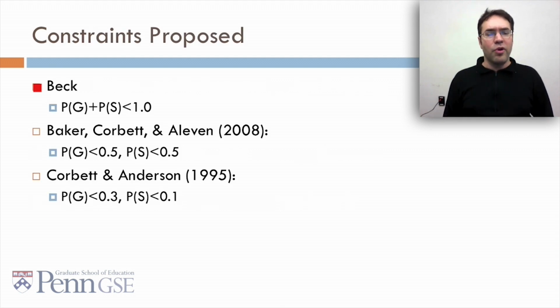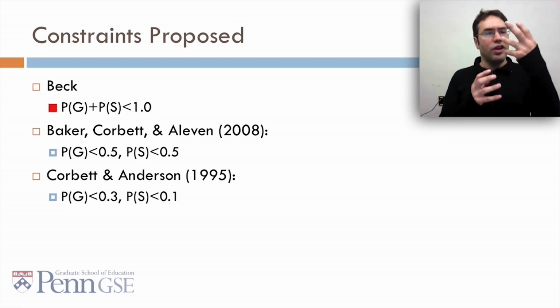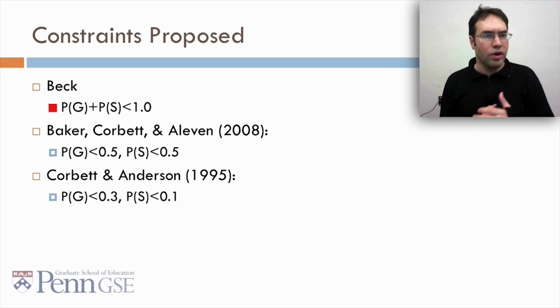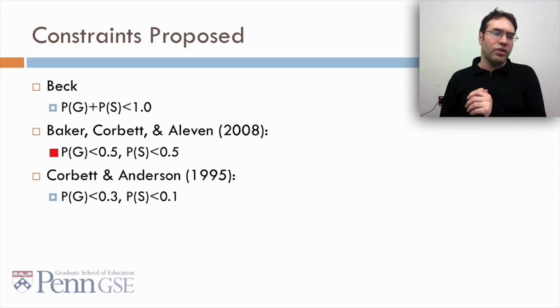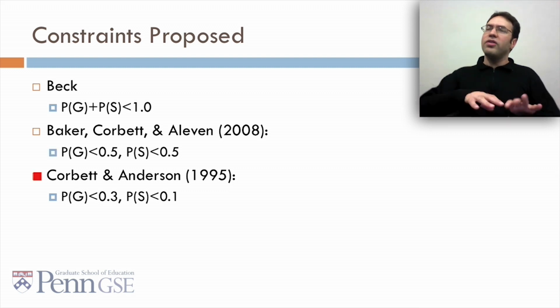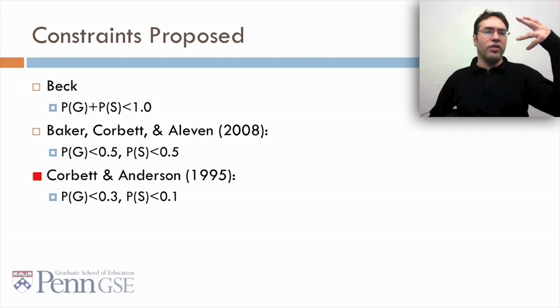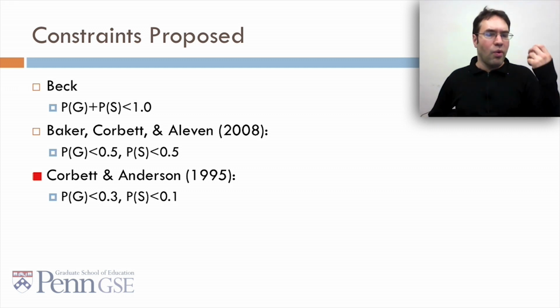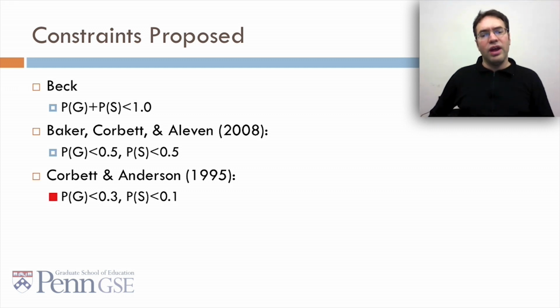Some constraints have been proposed by different people. Joe Beck has proposed that the probability of guess plus the probability of slip has to be less than 1. Baker, Corbett, and Aleven have proposed that guess and slip each have to be less than 0.5. And Corbett and Anderson originally proposed, and this was not entirely just for model degeneracy, but also based on theorizing about what was probable, that P(G) has to be less than 0.3 and P(S) has to be less than 0.1.